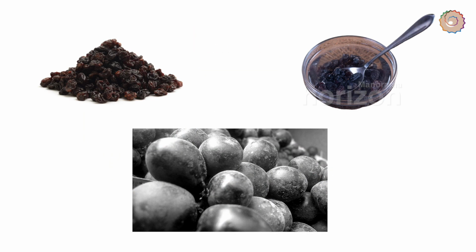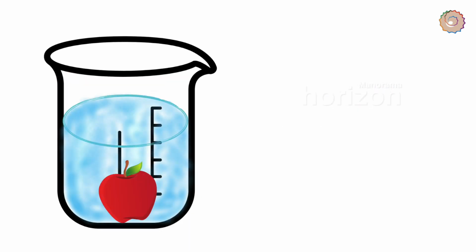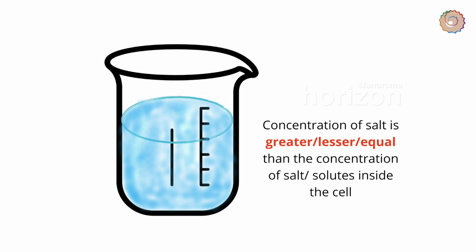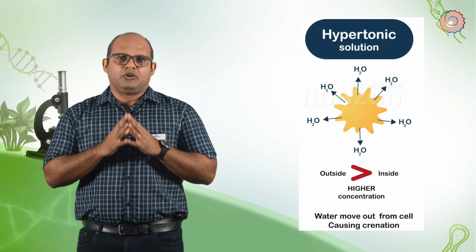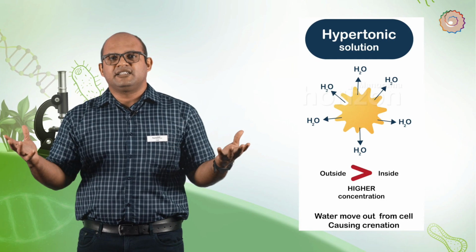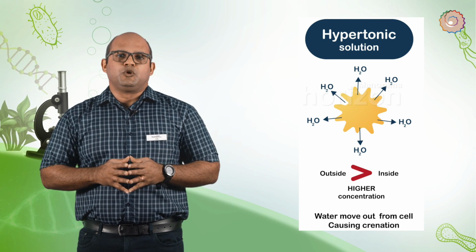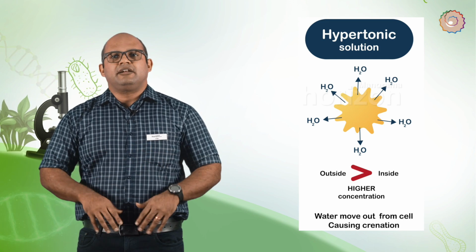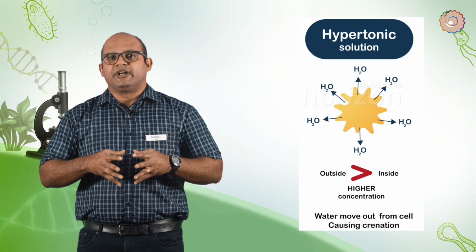You may have noticed that if you take dried raisins and put them in water, they swell up. You may have also seen that if you take fresh fruit and add it to a concentrated salt solution, they shrink down. The reason for this is that the concentration of salts in that solution is greater, equal, or lesser than the concentration of salts and solutes inside the cell. If the concentration of salts or other solutes outside the cell is greater, the solution is said to be hypertonic. In such a case, water will migrate from inside the cell to the outside, causing the cell to shrink down.